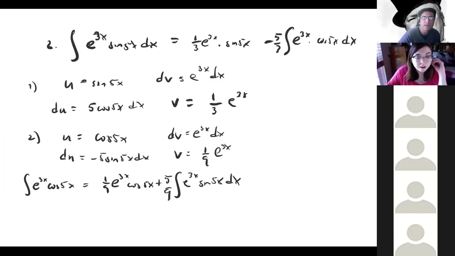All right, yes, go ahead. I understood how you got the 1/3 in front of the e to the 3x, but I'm a little confused on how you got the 1/9. Could you explain that?